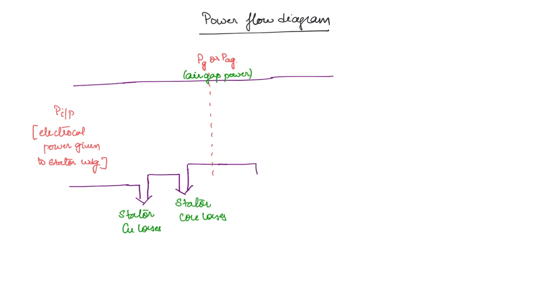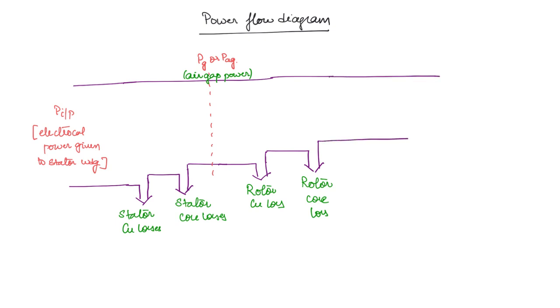So after this, what are the losses that you will see? Similar to stator copper loss and stator core loss, you are going to have the rotor copper loss and the rotor core loss. Okay. Now the remaining power is this much. This remaining power that you have after the rotor copper and core losses are subtracted from the air gap power, you will be left with the power that is available for actual electromagnetic conversion.